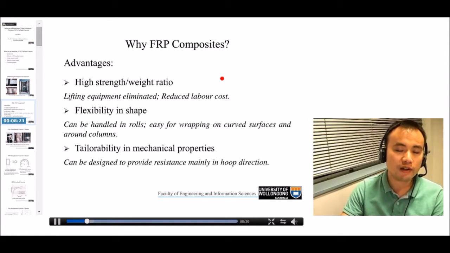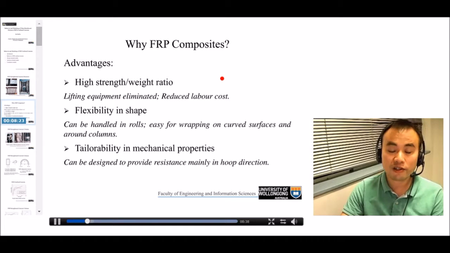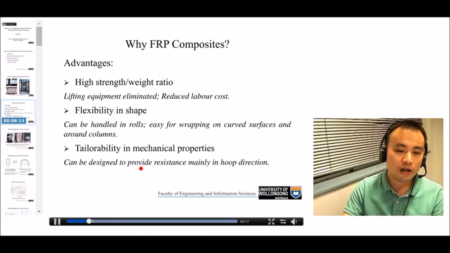Of course, FRP has been widely used because of its many advantages. This includes its high strength to weight ratio, which means the lifting equipment in many cases can be eliminated. It also means labor cost can be reduced. Flexibility in shape: the fiber strips can normally be handled in rolls, and it's easy to wrap them on curved surfaces and around columns. And last but not least, the tailorability in mechanical properties. This means that the mechanical properties of FRP composites can be designed by placing the fibers in different directions according to a certain stacking sequence. For example, for confining purposes, the FRP can be designed to have resistance only in the hoop direction. So this avoids the problem of potential buckling because of excessive axial stresses.